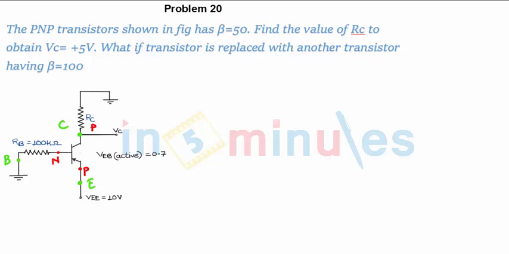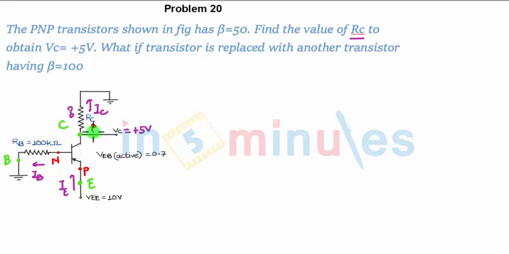How can you identify the current? This is the collector, this is the emitter. The direction is from P to N. So the emitter current will flow inside, the base current will flow in this direction, and the collector current will flow in this direction. Now as we have identified everything, we need to find the value of RC to obtain VC as plus 5 volts. This value you need to get as 5 volts.